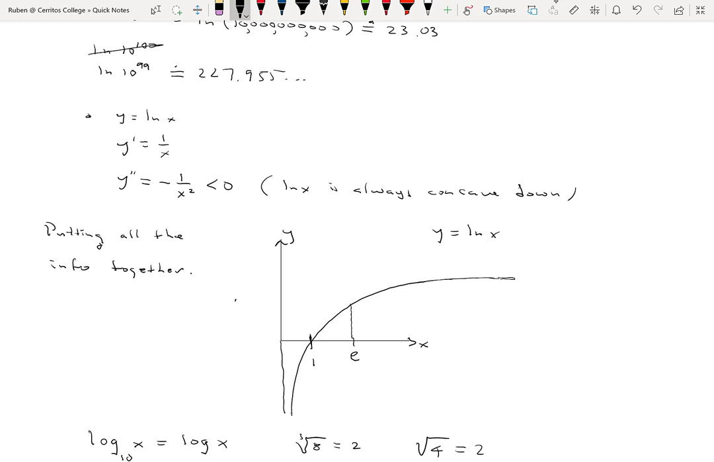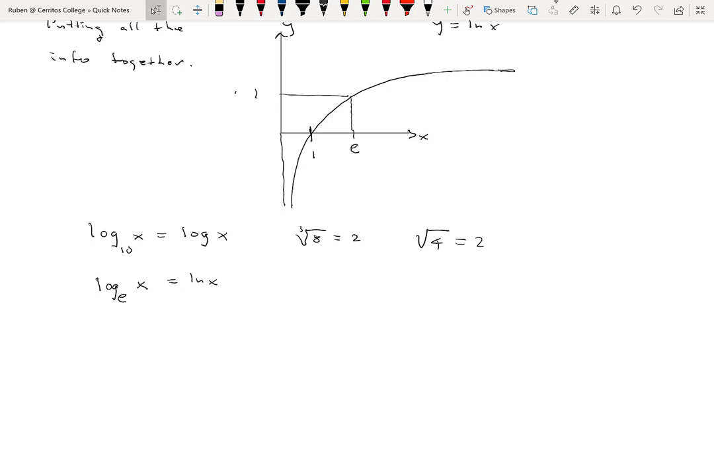The natural log of e is 1. So the natural logarithm has a base. Every logarithm has a base. And that base is this very strange but very commonly occurring number in STEM math. It's called e.